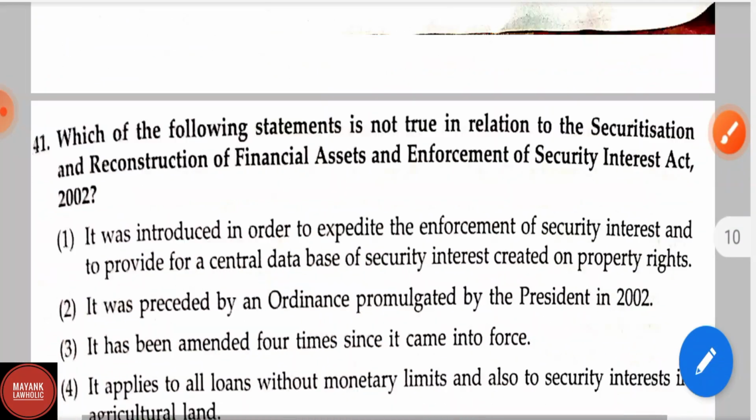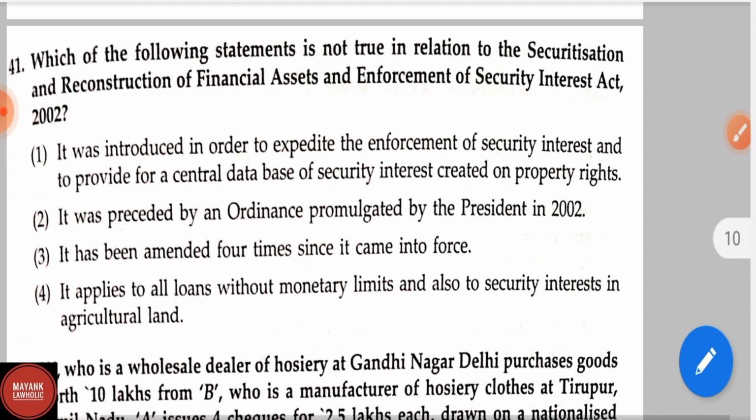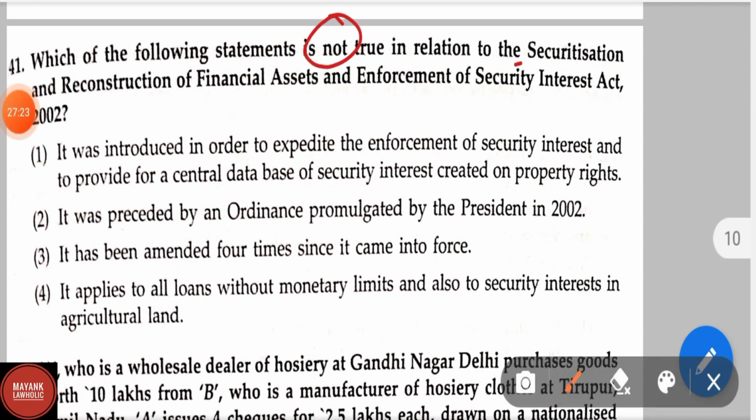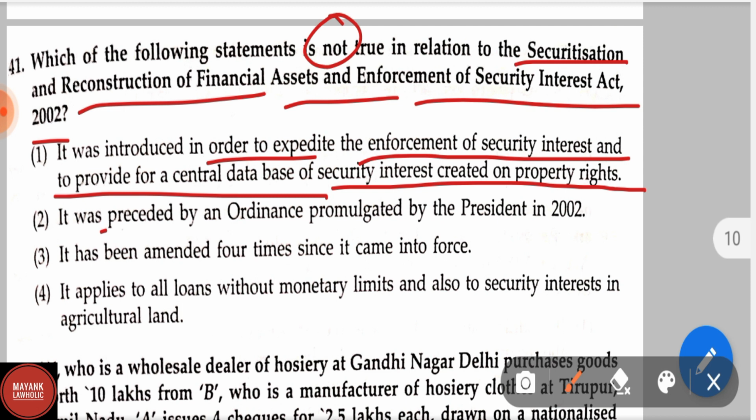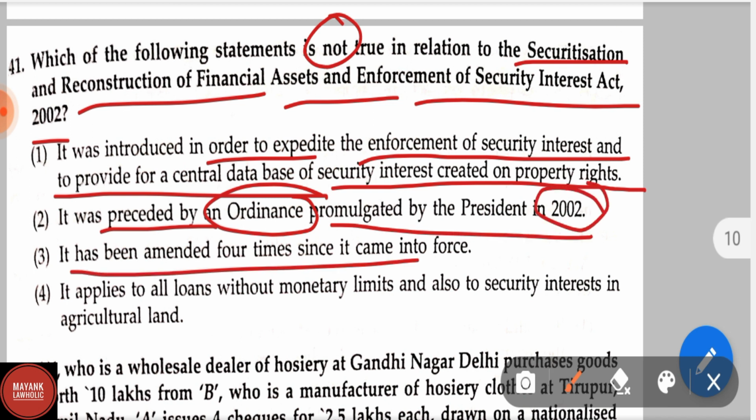So let us see question number 141. Which of the following statements is not true in relation to the Securitisation and Reconstruction of Financial Assets and Enforcement of Security Interest Act 2002? Options are: it was introduced in order to expedite the enforcement of security interest and to provide a central database of security interests created on property rights. Option 2: it was preceded by an ordinance promulgated by the President in 2002. Option 3: it has been amended 4 times since it came into force. Option 4: it applies to all loans without monetary limits and also to security interest on agricultural land.